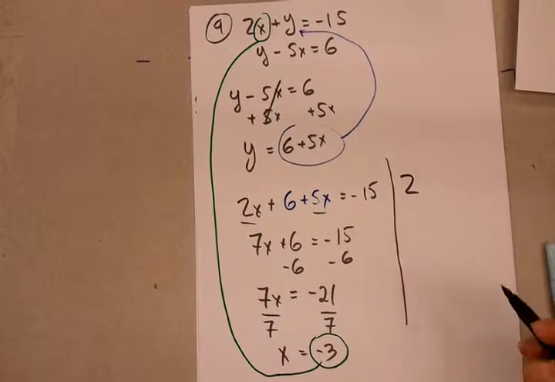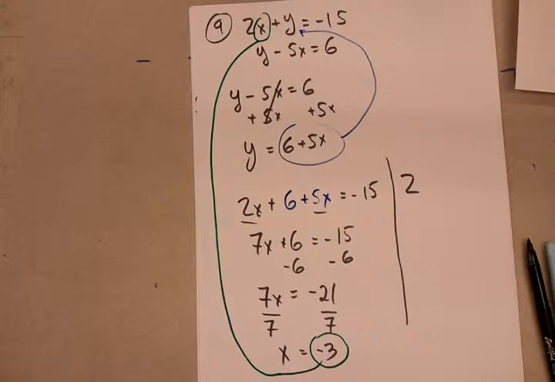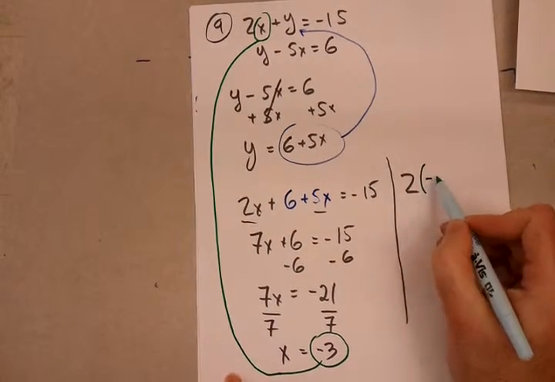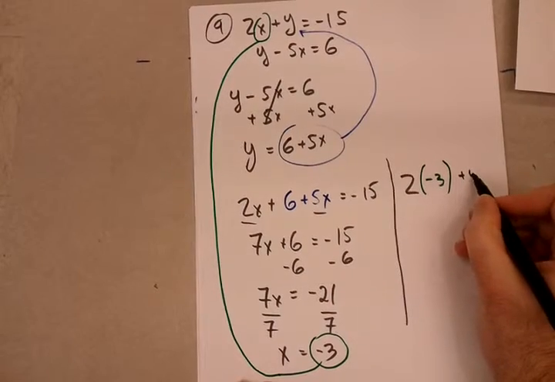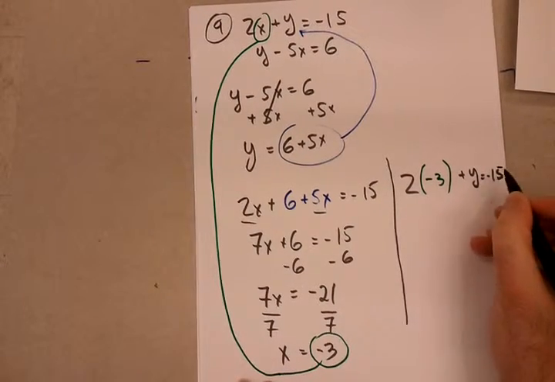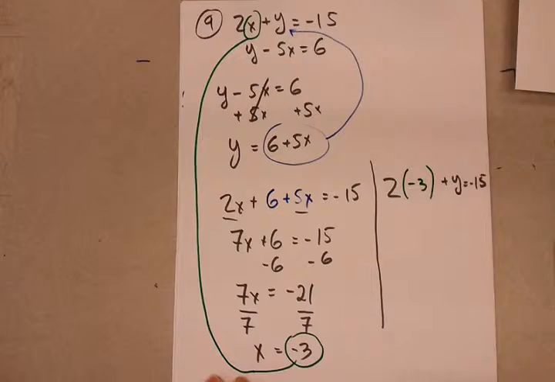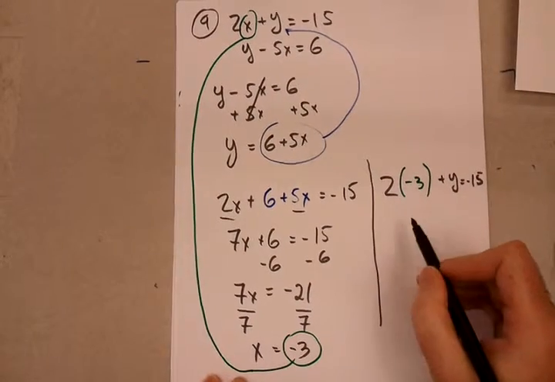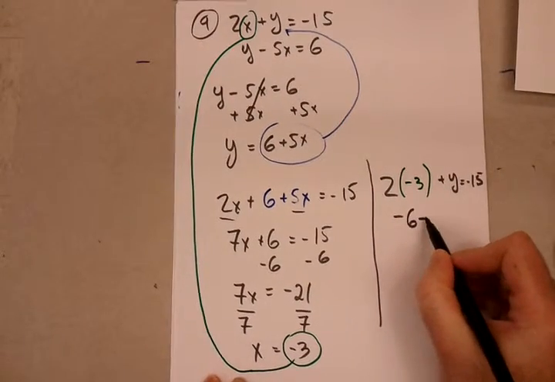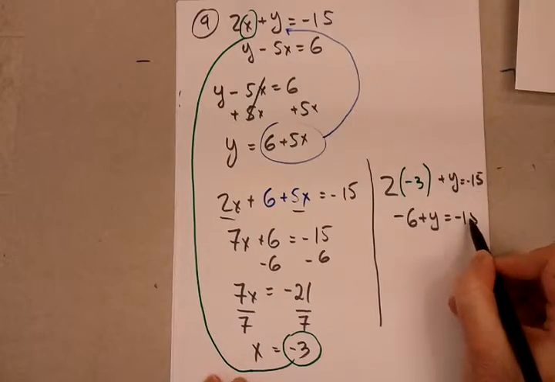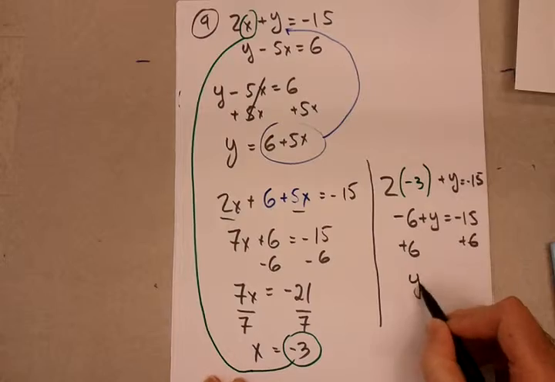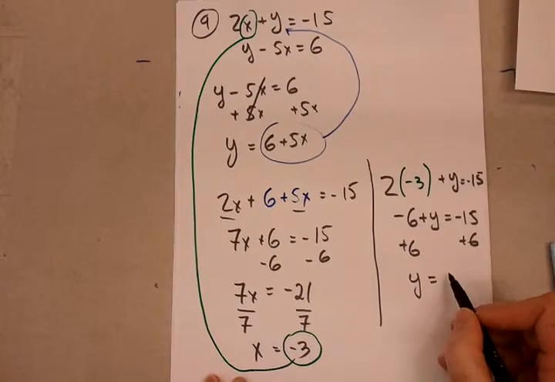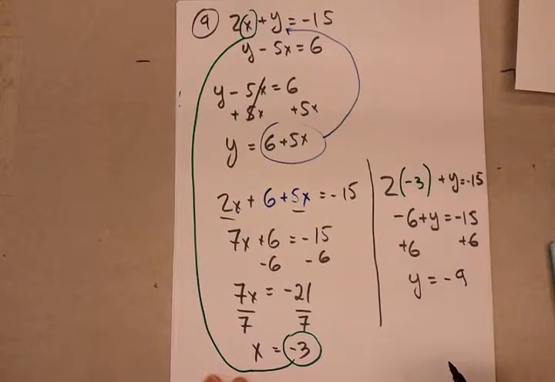So 2 times -3, which is our substitution right there, plus y equals -15. Sorry, barely squeezed that in there. So 2 times -3 is -6 plus y equals -15. Add 6 to both sides, and we get that y is equal to -9.